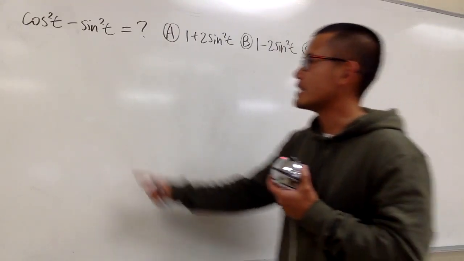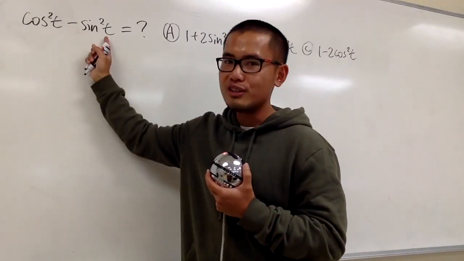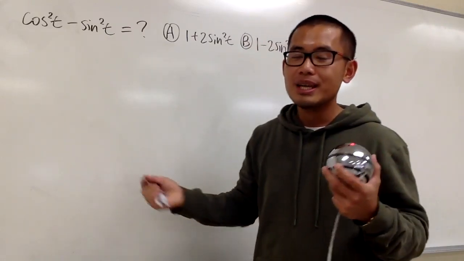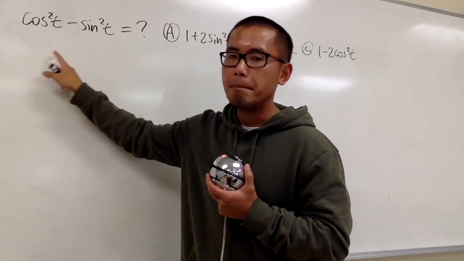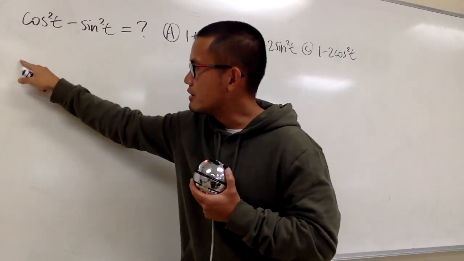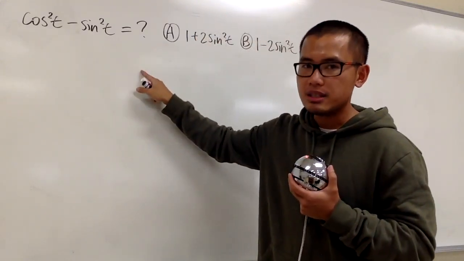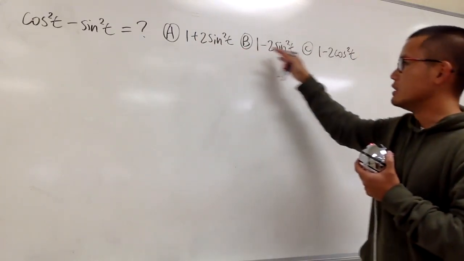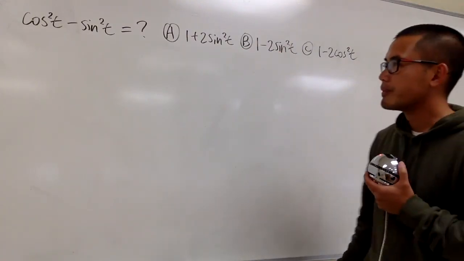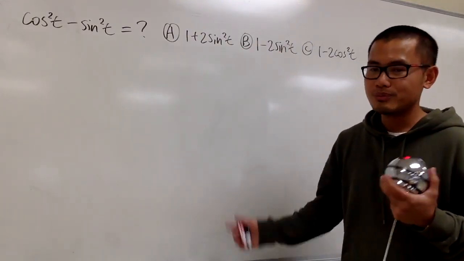It seems we have a difference of two squares. Maybe we can factor it, but if we factor it, we will end up with cosine t minus sine t in the first parentheses, times cosine t plus sine t in the second parentheses. And that is not one of these either. So in this case, what can we do?